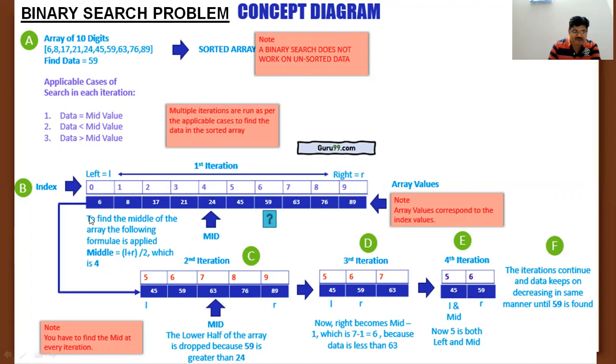Now the first index of an array is considered as left, that is called L. L is equal to 1 we can consider, and the right side element of the array is called H, or R, the high value. So low value and high value.